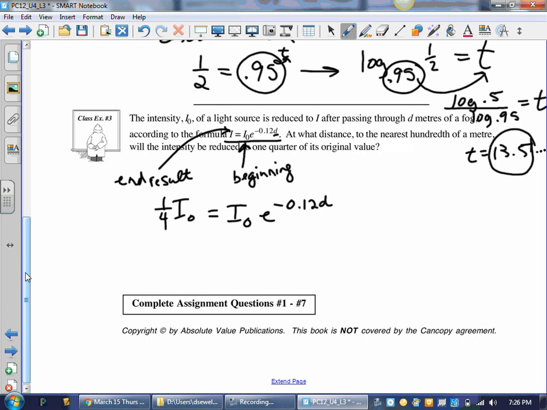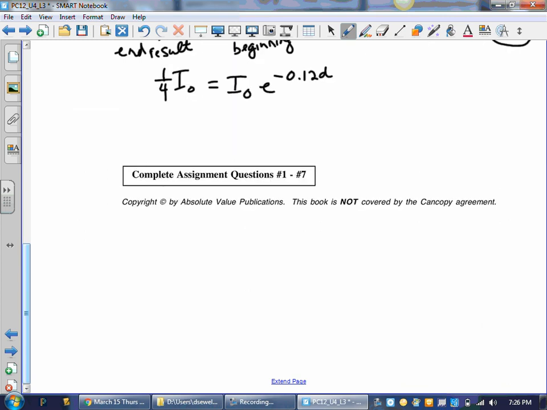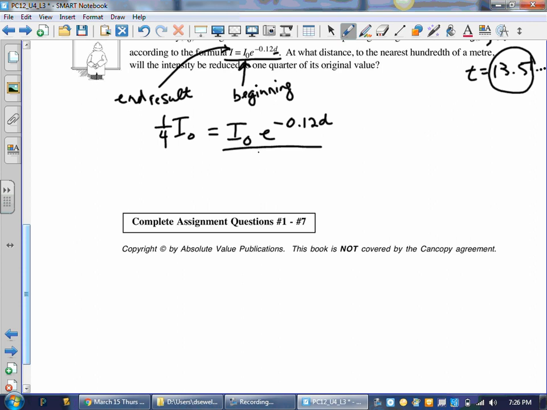Now what I'm going to have is, when I divide out this I naught, it cancels just like we've been seeing before. And what you have is 1/4 equals e to the negative 0.12d. Now how, in tarnation, do you solve that?